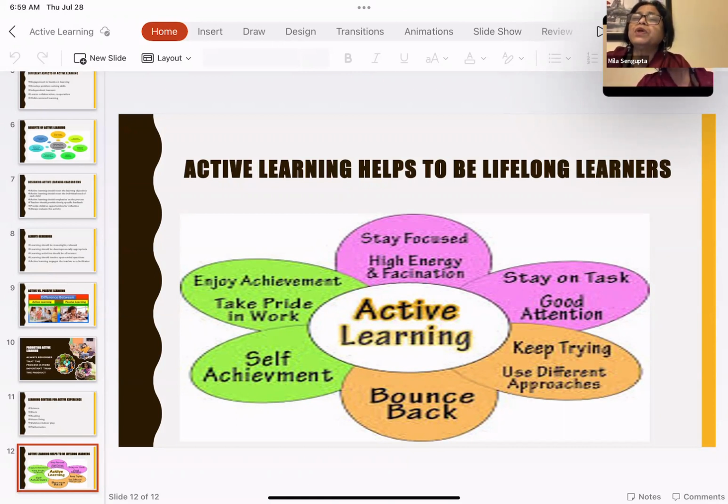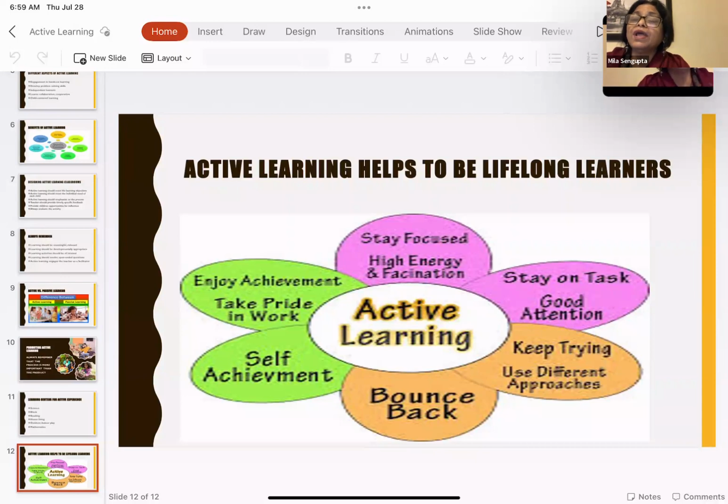So what happens when there is a consistent process or availability of active learning, inquiry-based opportunities in a classroom? The children stay more focused. As they are engaged, they take more interest. They are not distracted easily. They stay focused, so they stay on the task, and it improves their attention skill as well.